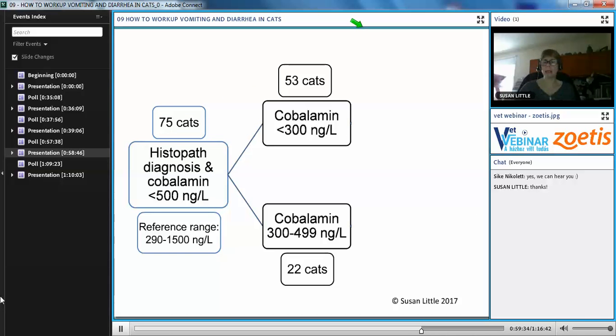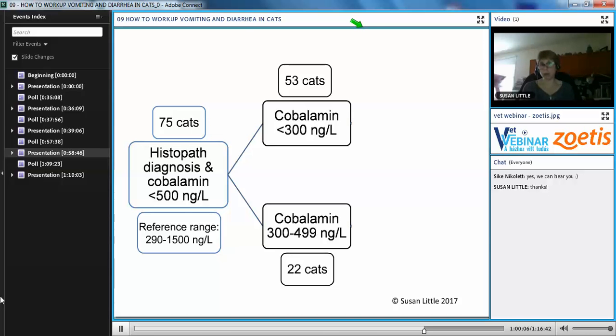So when we look at that group of cats, there's the 75 cats, and they all had serum cobalamin levels that were below 500. Now, different labs have different reference ranges and even different units of measurement for cobalamin. So you have to look at what your lab's range is. But for this lab, the normal reference range is 290 to 1500. So they picked cats that were all below 500. So they were all low normal or below normal.